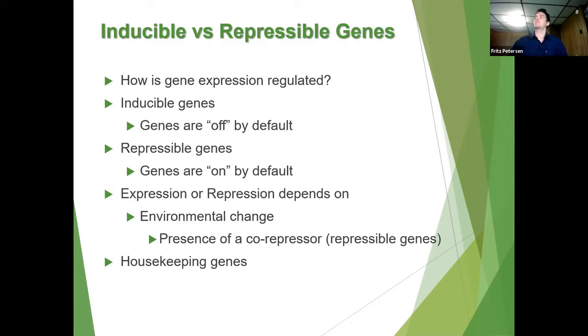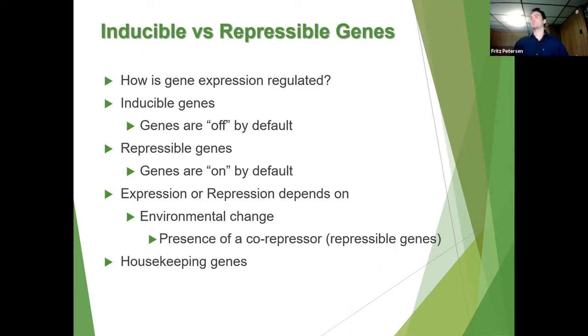The same holds true for bacteria, where they don't want all their genes expressed all the time. So there are two manners of gene regulation that we're going to be discussing now, and that's inducible genes. These are genes that are off by default and can be turned on by the presence of a particular molecule. And repressible genes are their inverse. These are genes that are on by default but can be turned off by a small molecule. Their regulation will depend on environmental change and the presence of a co-repressor in repressible genes. We'll get into that a bit more here in a slide or so.